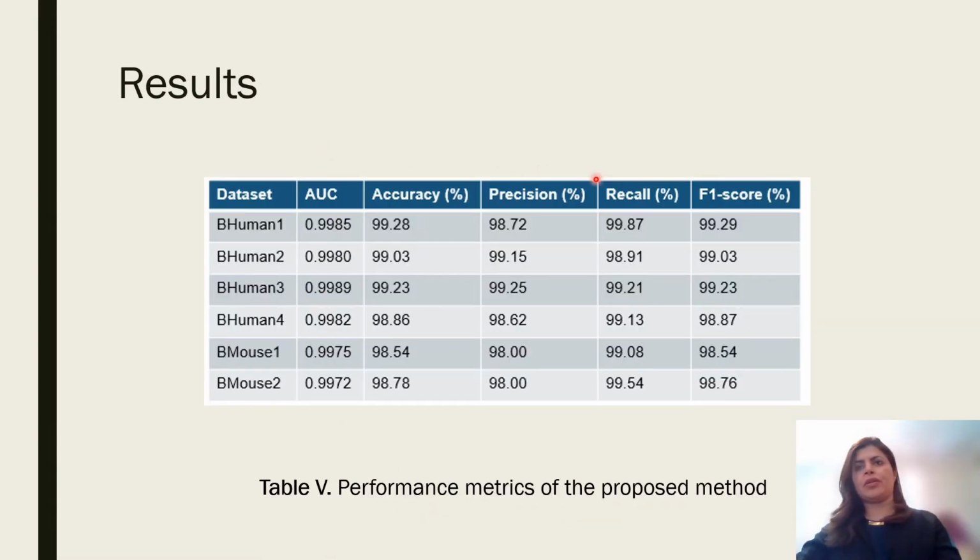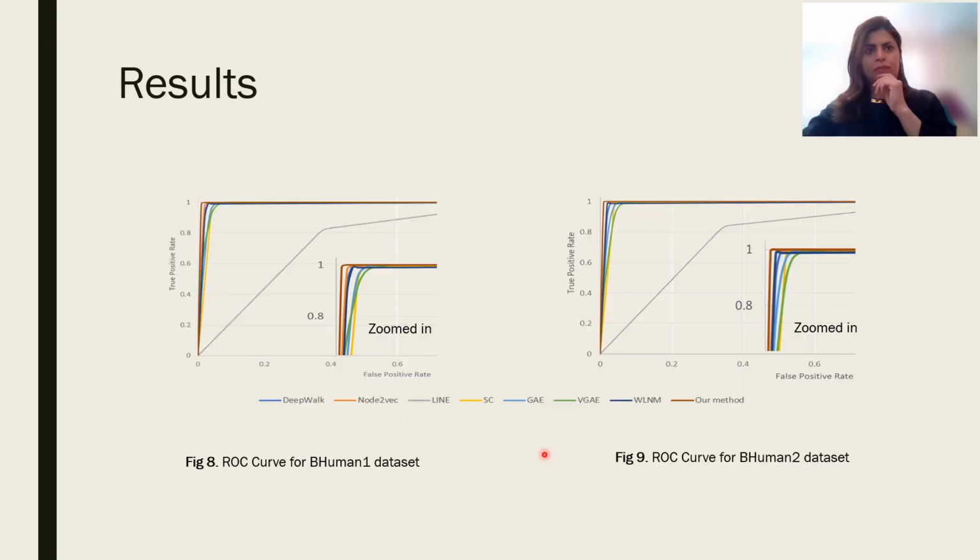Also, we calculated other performance metrics, including accuracy, precision, recall, and F-score, on all of the datasets, and it shows approximately 99% for all performance metrics as well. These figures provide the ROC curve for only two of the datasets, with true positive rates against false positive rates. And it's noticeable that the proposed method surpasses other approaches because the curve is closer to the top left corner, indicating better performance in both figures.